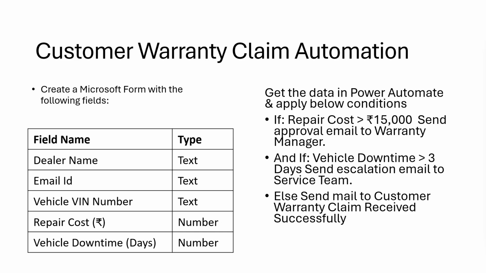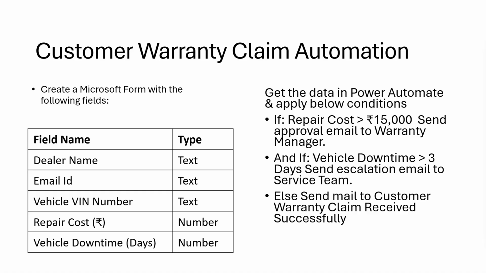First, design a form. You have to design a form with these five columns. One is dealer name, email address, vehicle number, repair cost, and vehicle downtime. Then you have to check if the repair cost is more than 50,000. Send the approval mail to my warranty manager. And remember, if it is more than 50,000, I have to send a reminder mail to my warranty manager.